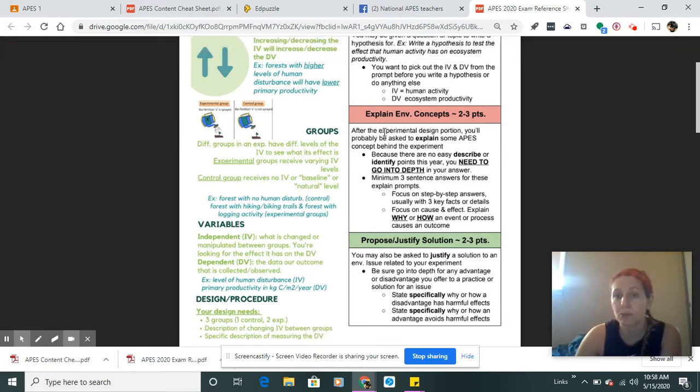So if the experiment was on, I don't know, like soil permeability and how groundwater leaches through, they might start asking you questions about what type of soil you would want to have at the bottom of a landfill, what percent clay, silt, and sand. And obviously you'd want more clay because it's less permeable. So they're going to start to take the environmental concepts and tie it into that experiment.